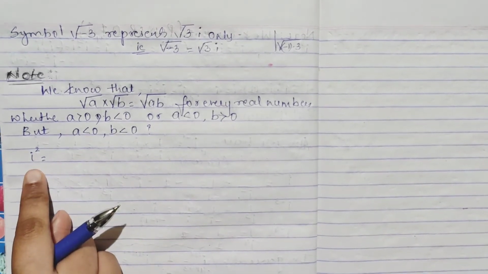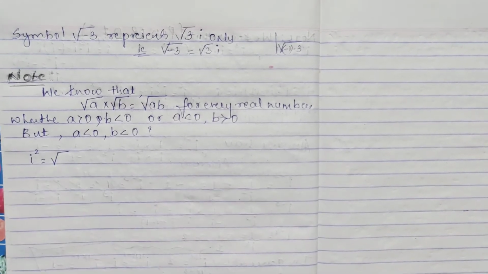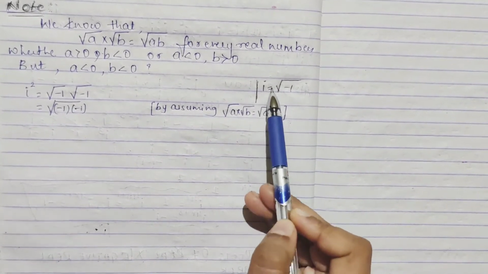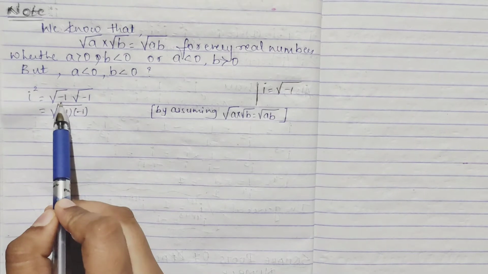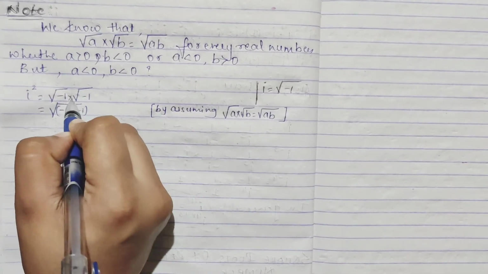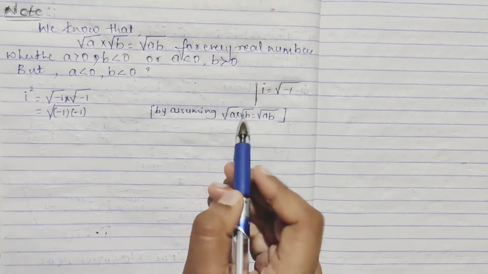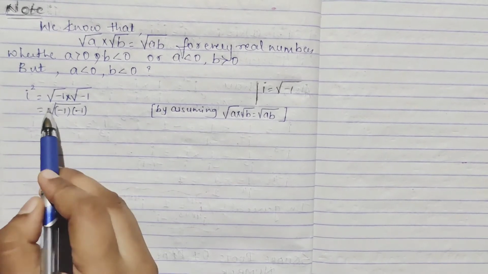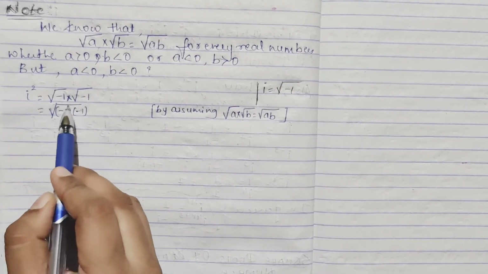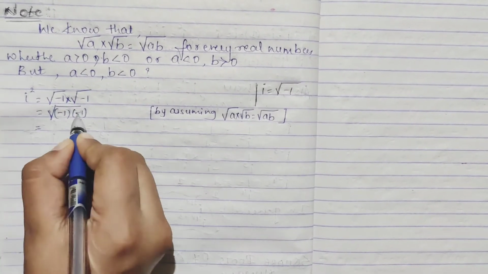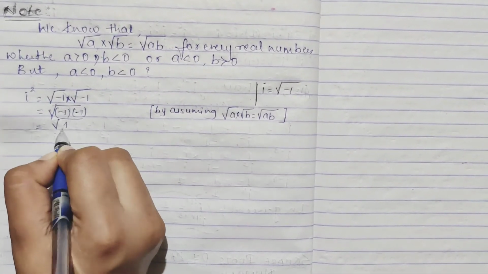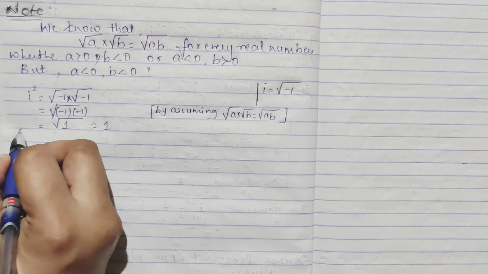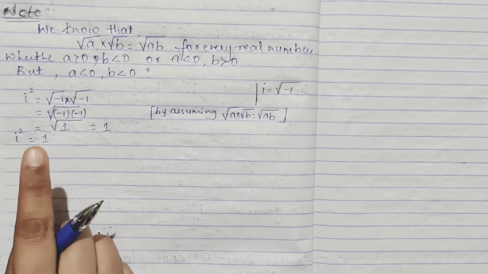i square is what? How can we write i square? i is root of minus 1, so I can write i square as root of minus 1 into root of minus 1. Now assuming that root of A into root of B is equal to root of AB, I write the same as root of minus 1 into minus 1. Minus into minus becomes plus, 1 ones are 1, so you get root 1, and root 1 is 1 only, right? So you are getting i square as 1.